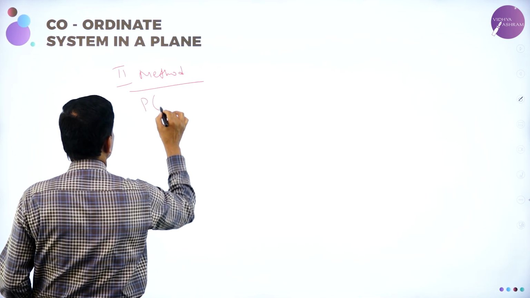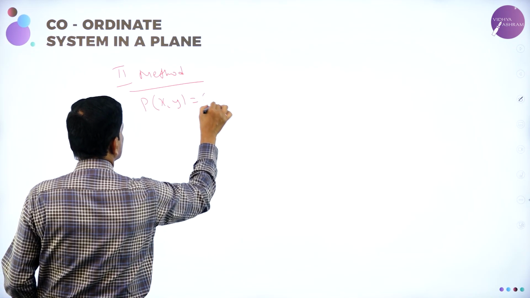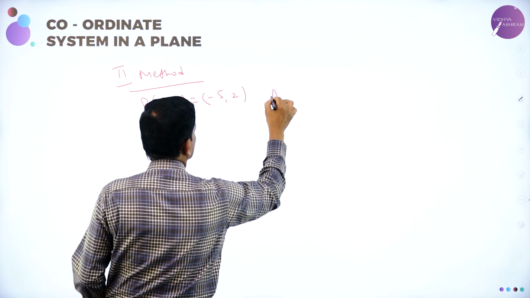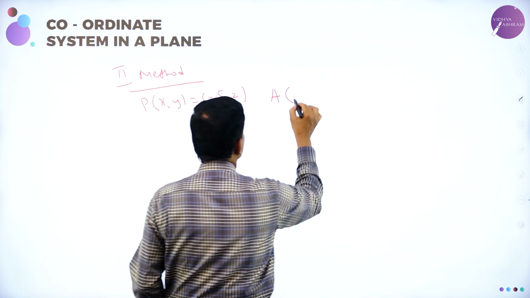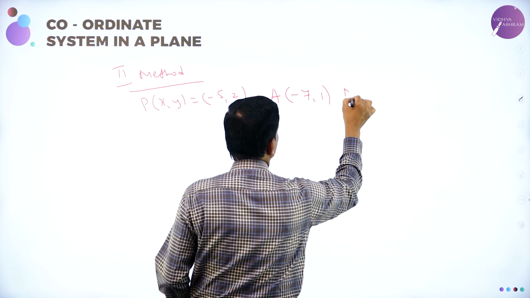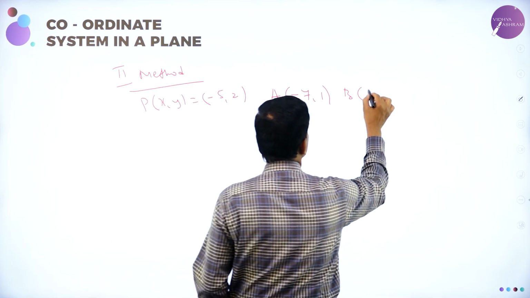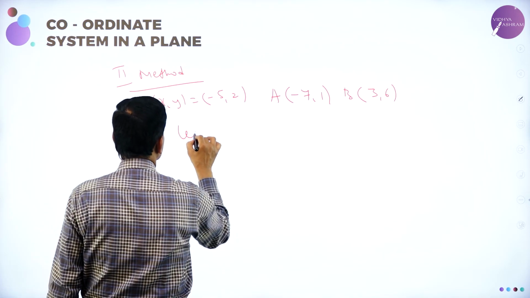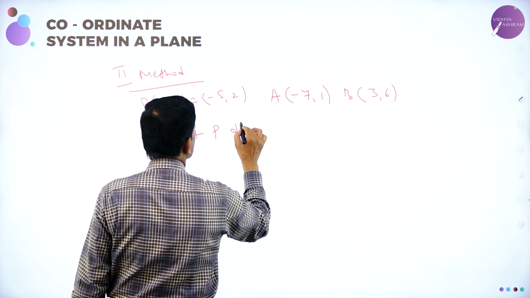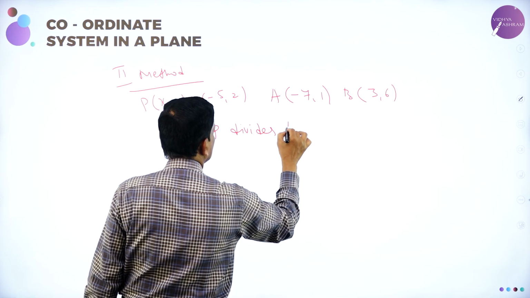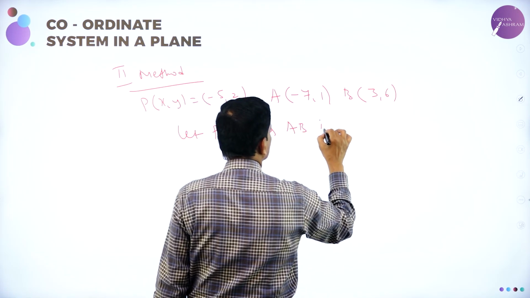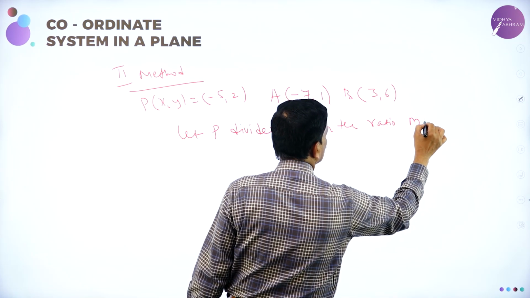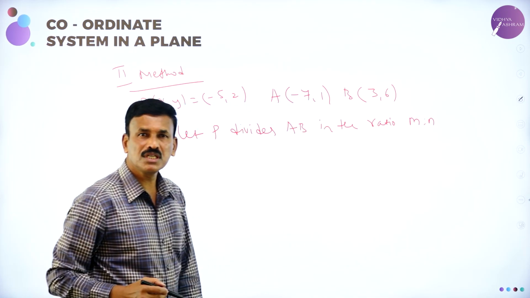What is P? We have P(x, y) equal to (-5, 2). This is given, with A(-7, 1) and B(3, 6). Now, let us consider that P divides AB in the ratio m is to n.